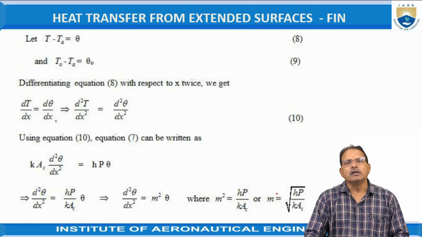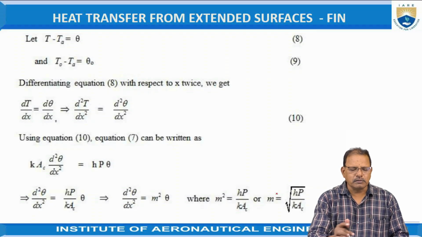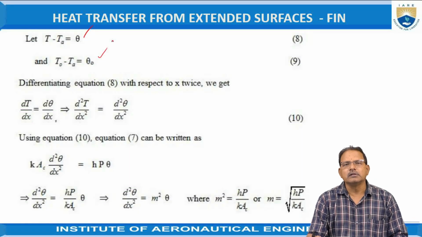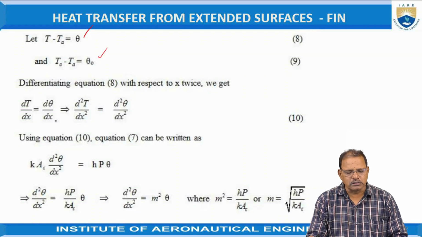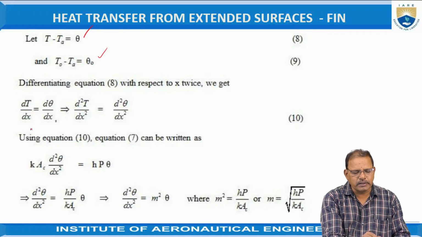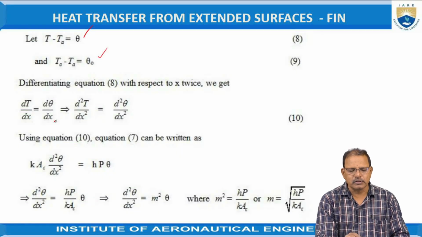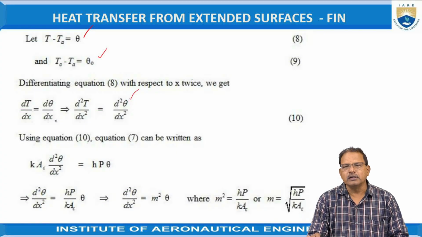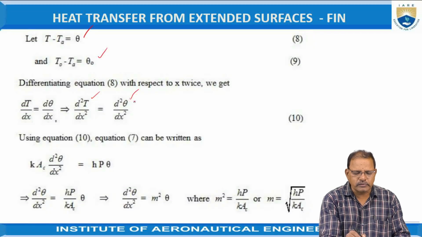Let T minus T∞ be equal to theta. Similarly, T0 minus T∞ is equal to theta 0. Now differentiate equations 8 and 9 with respect to x two times. We get dT/dx is equal to dθ/dx, and d²T/dx² is equal to d²θ/dx². That is from this relationship we are having.